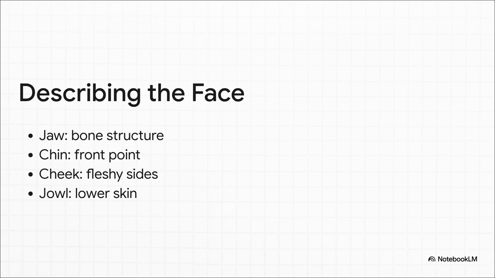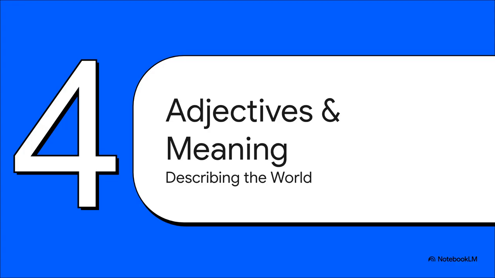Just take these parts of the face. They're all in the same general area, but they are not the same thing at all. The jaw is the whole bone structure. The chin is that specific point right at the front. The cheeks are the soft, fleshy parts on the sides, and a jowl specifically refers to the loose skin on the lower part of the cheek. See? Precision really matters.